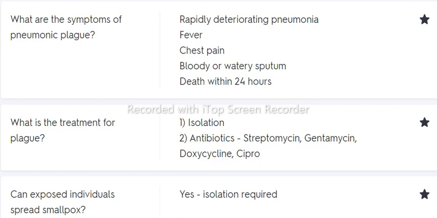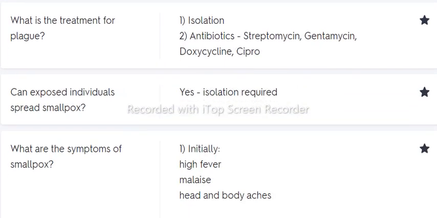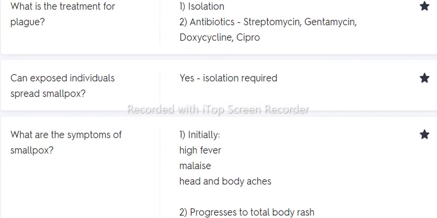What are the symptoms of pneumonic plague? Rapidly deteriorating pneumonia, fever, chest pain, bloody or watery sputum, death within 24 hours. What is the treatment for plague? 1. Isolation. 2. Antibiotics, streptomycin, gentamicin, doxycycline, Cipro.